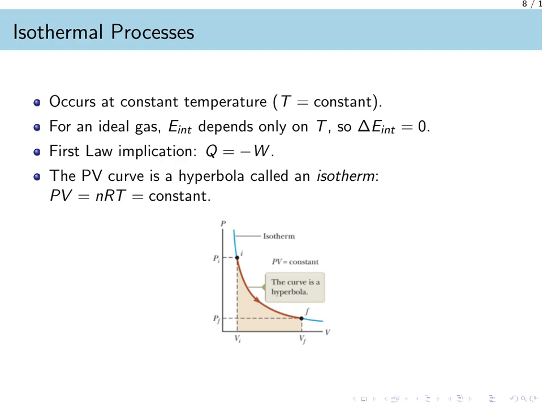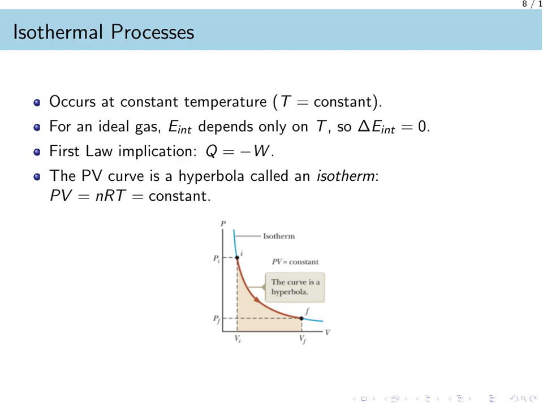An isothermal process occurs when the temperature of a system remains constant. For an ideal gas, internal energy depends only on temperature, so the change in internal energy during an isothermal process is zero. Applying the first law, this implies that the heat added to the system equals the negative of the work done on it.